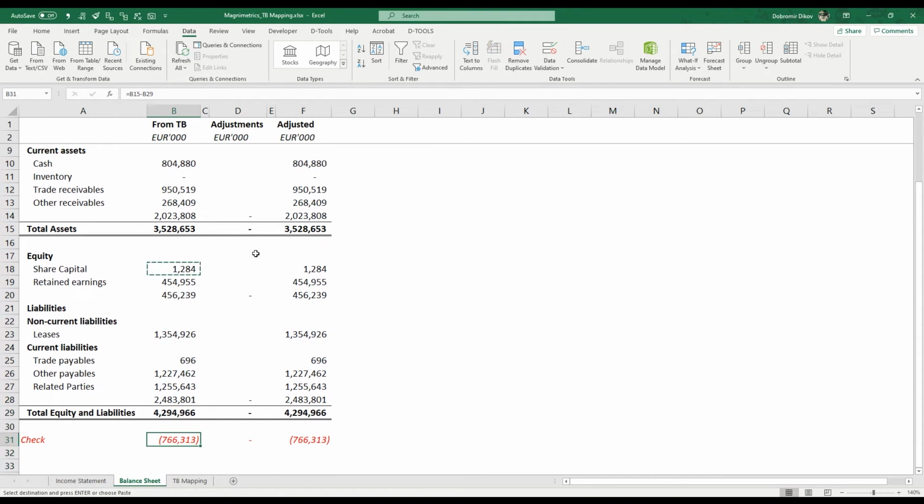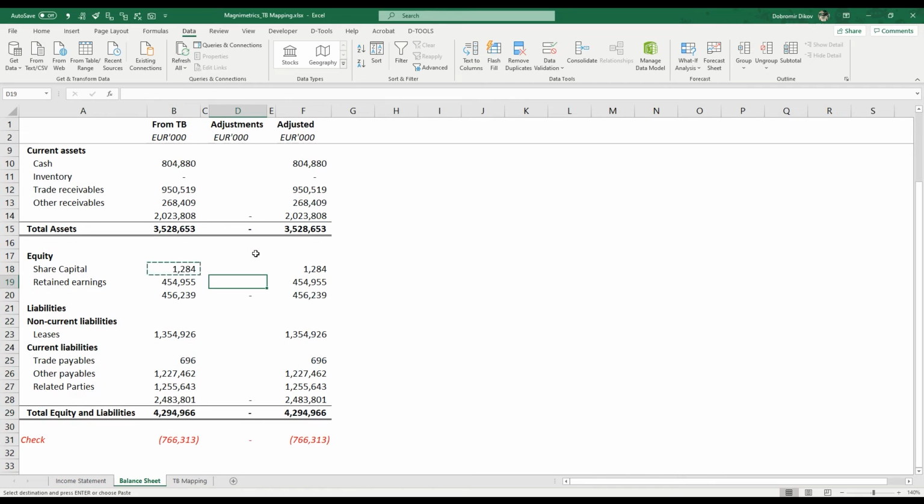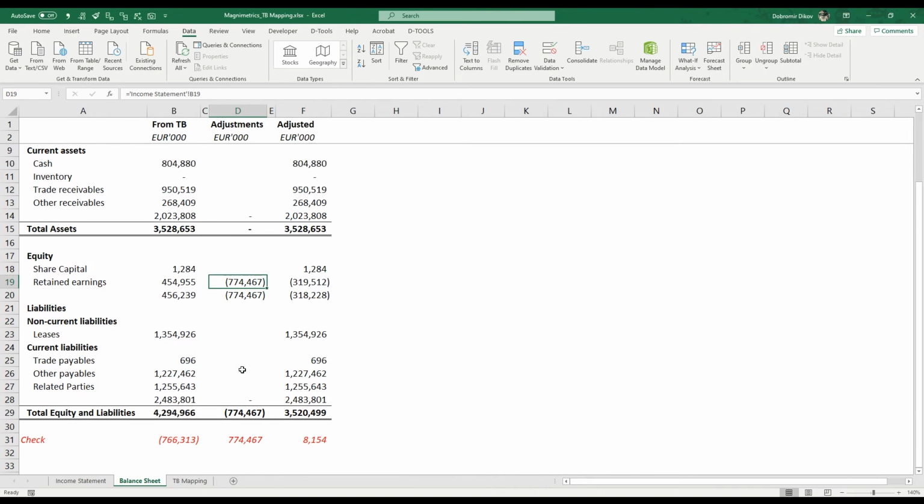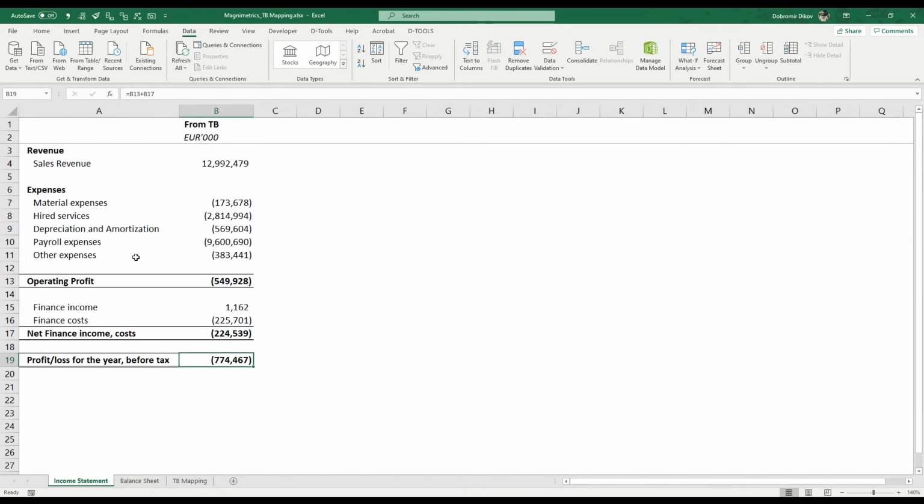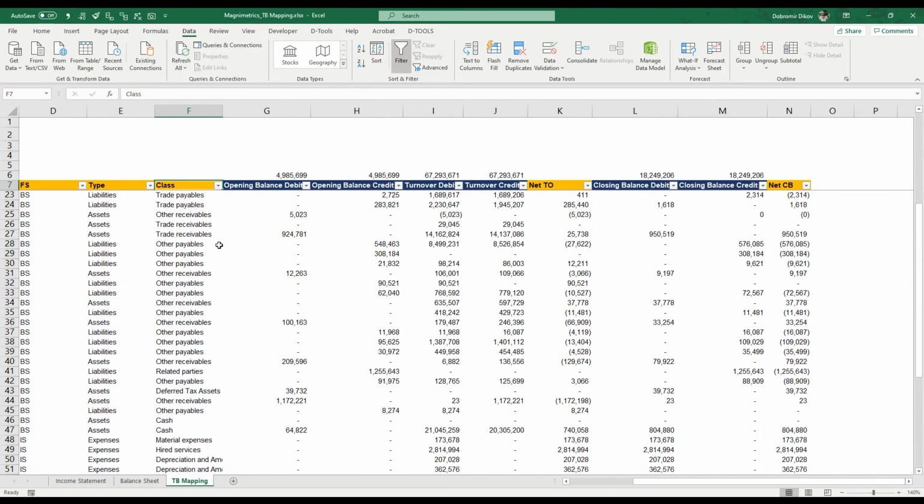And we have a 766,000 difference. And you can see here that we have a 774,000 result. We have to link our result because our trial balance is not closed. Gonna leave that, the before tax result. And we're left with an 8,000 difference. So maybe what we did is we skipped some account and maybe used something wrong in our mapping.